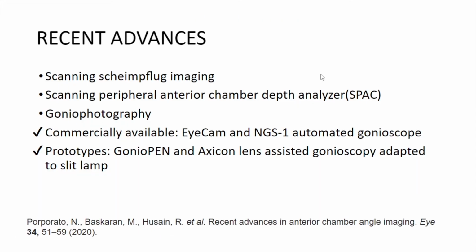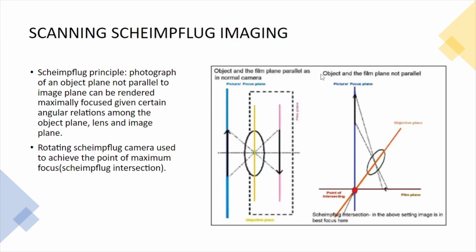So moving on to recent advances. We have the scanning Scheimpflug imaging, the scanning peripheral anterior chamber depth analyzer, and goniophotography. In goniophotography, the prototypes available are GonioPen and Axicon lens-assisted gonioscopy, and the commercially available ones are iCam and NGS1 automated gonioscope. The scanning Scheimpflug imaging is based on the Scheimpflug principle.